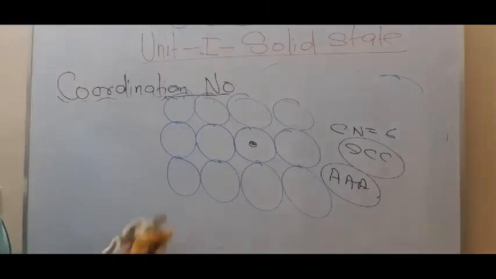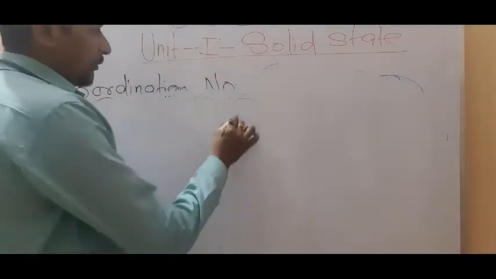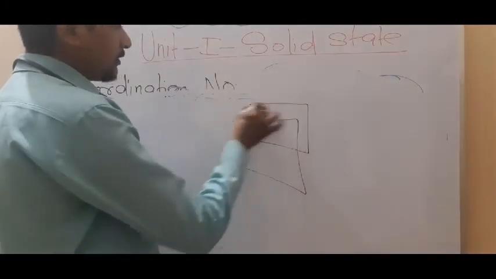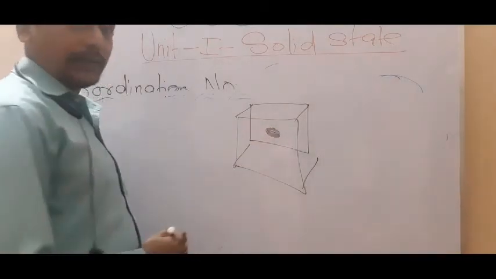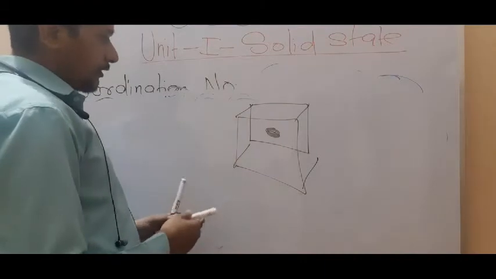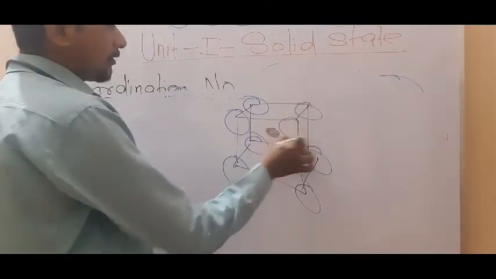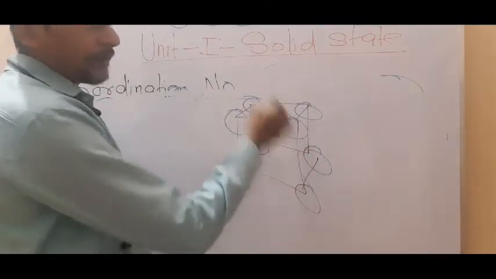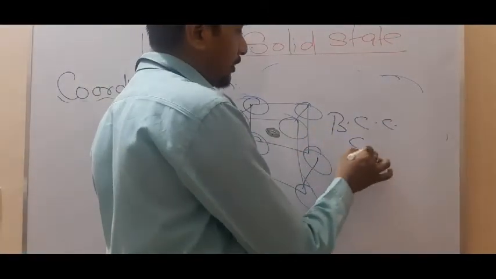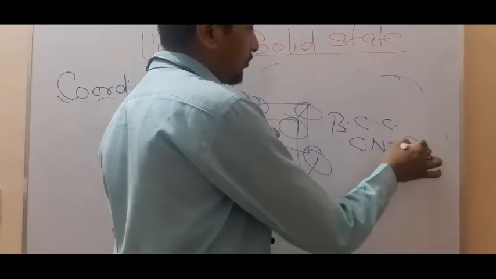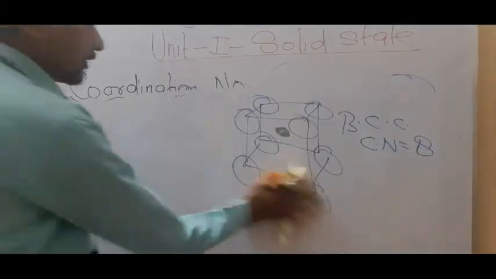Okay, dear students. Now let us focus on the BCC. That is very simple to show. Make one cube like this, okay? One sphere in the center of the cube, that is the body center. Now this central sphere of the cube is touched by 8 spheres at the corners. So that's why in case of BCC, the coordination number equals what? 8. Coordination number equals 8. Are you getting this point or not? So this is about the coordination number of BCC.